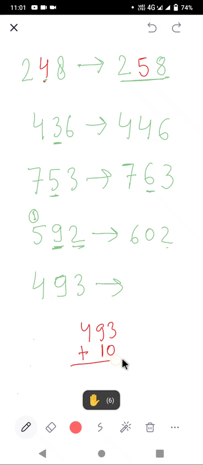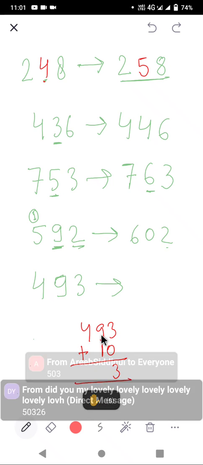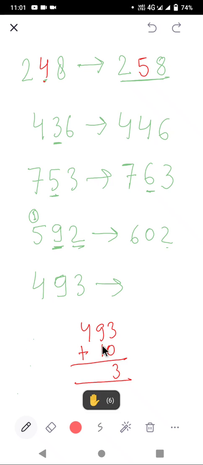If we are doing it like this, 3 plus 0 is 3. 9 plus 1 is 10. 10 is a 2-digit number, so we can't write 10 in the tens place. What do we do if we have a 2-digit number? We write 0 here and carry over to the hundreds place. We can't write 10 at the tens place, so we put 0 at the tens place and carry 1 over to the hundreds place. 4 plus 1 is 5.